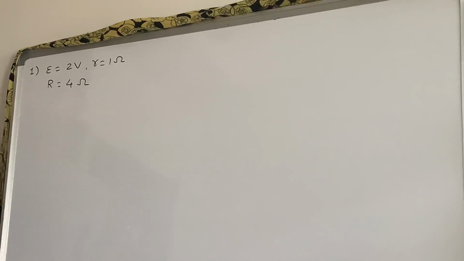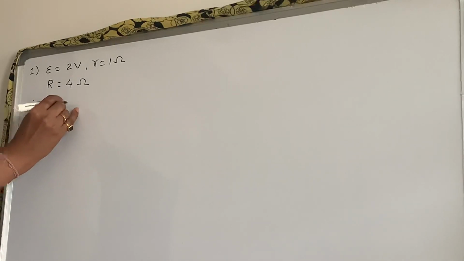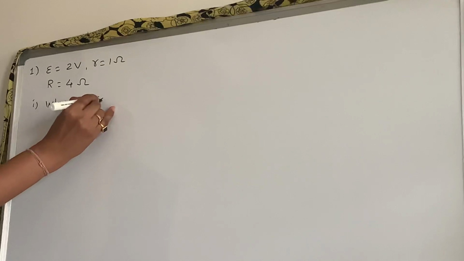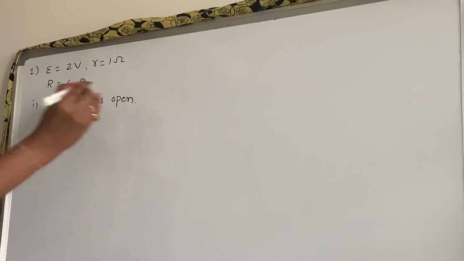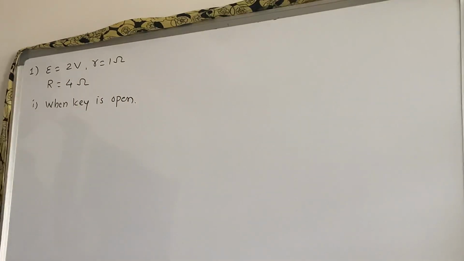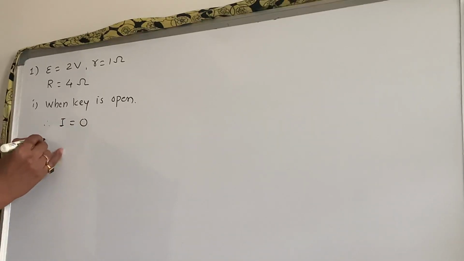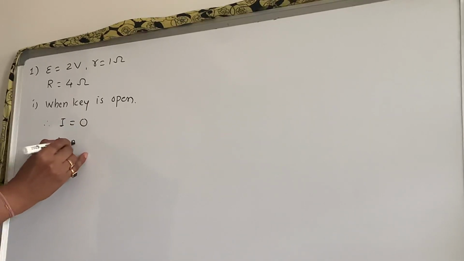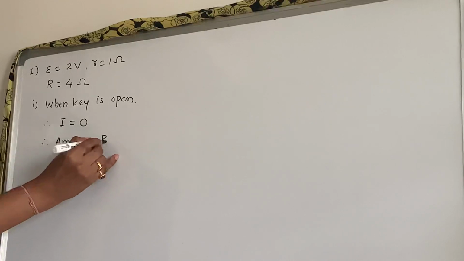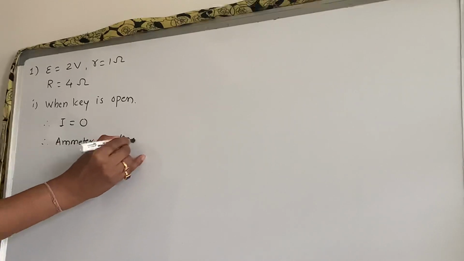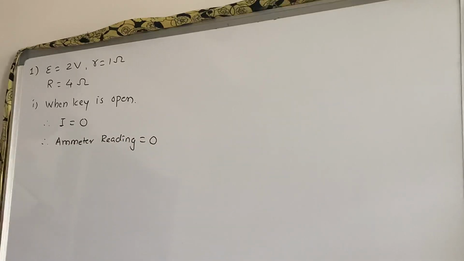Now there are two cases. Case 1, when your key is open. When the key is open, the circuit is not complete. So in that case, current I is equal to 0. Therefore my ammeter reading will be 0. So current will not flow in the circuit.